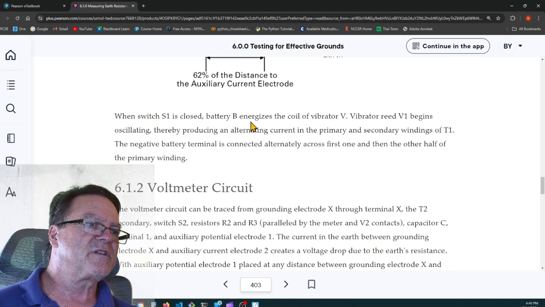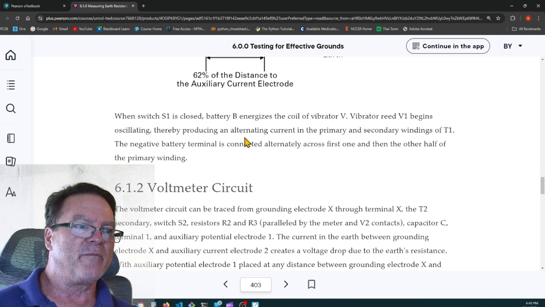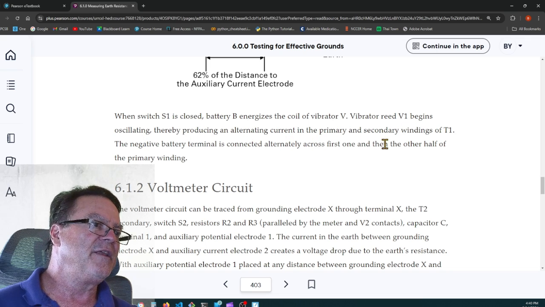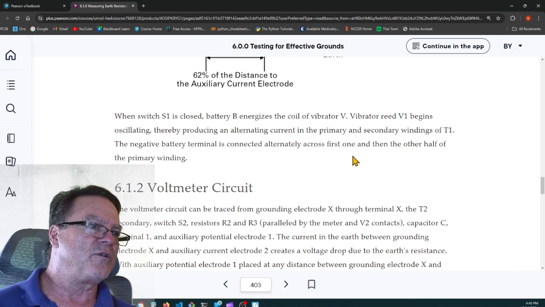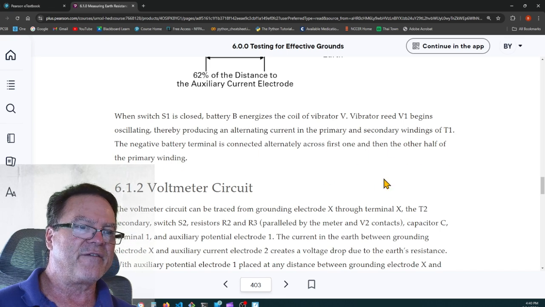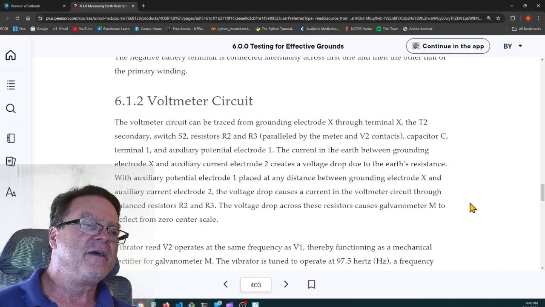So when switch S1 is closed, the battery energizes the coil of vibrator V. The vibrator reed V1 begins oscillating, thereby producing an alternating current in the primary and secondary windings of T1. The negative battery terminals connected alternately across first one and then the other half of the primary windings.